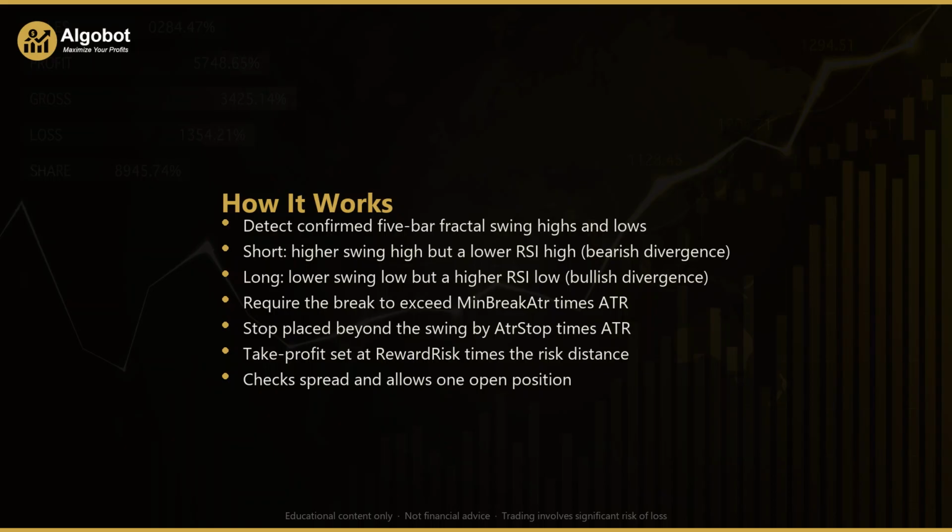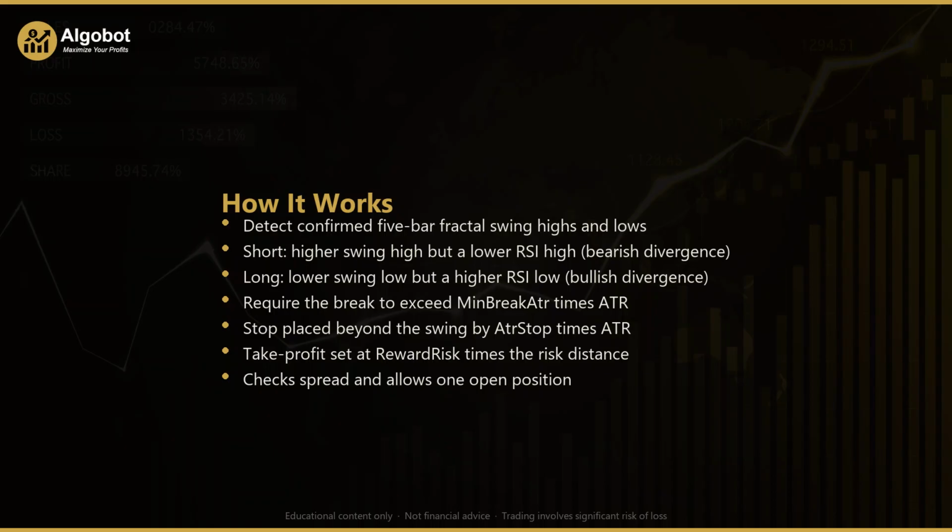Each time a new swing high forms, the EA compares it with the previous swing high. For a short setup, the strategy is looking for a failed push higher. Price makes a higher high than the last swing high, but the relative strength index, calculated over 14 periods by default, prints a lower high at that same point. That mismatch between rising price and easing momentum is what traders call bearish divergence. To make sure the move is meaningful, the EA requires the new high to exceed the previous high by at least the MinBreakAtr setting multiplied by the current average true range, which defaults to 0.3. When those conditions line up and no position is already open, the strategy signals a sell.